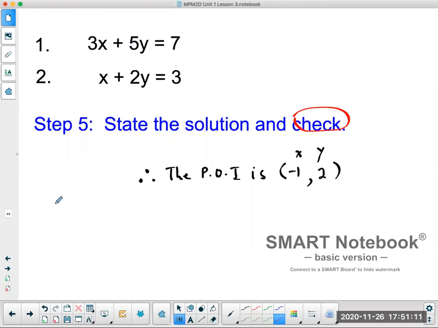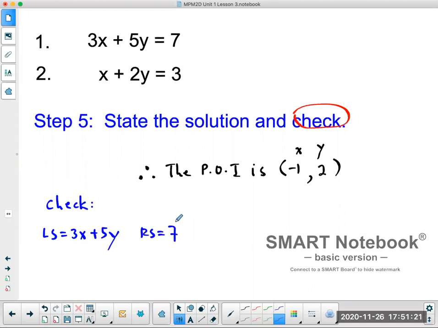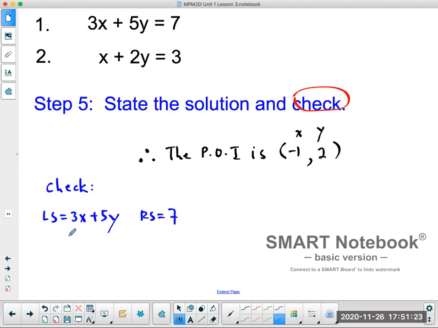So let's check the solution here. The first equation, left-hand side is 3x plus 5y. The right-hand side is equal to 7. What's x again? X is -1. So this is 3 times -1. What's y again? Y is 2. That's 5 times 2. This is -3 plus 10, which is equal to +7. This is right. Left-hand side equal to right-hand side.